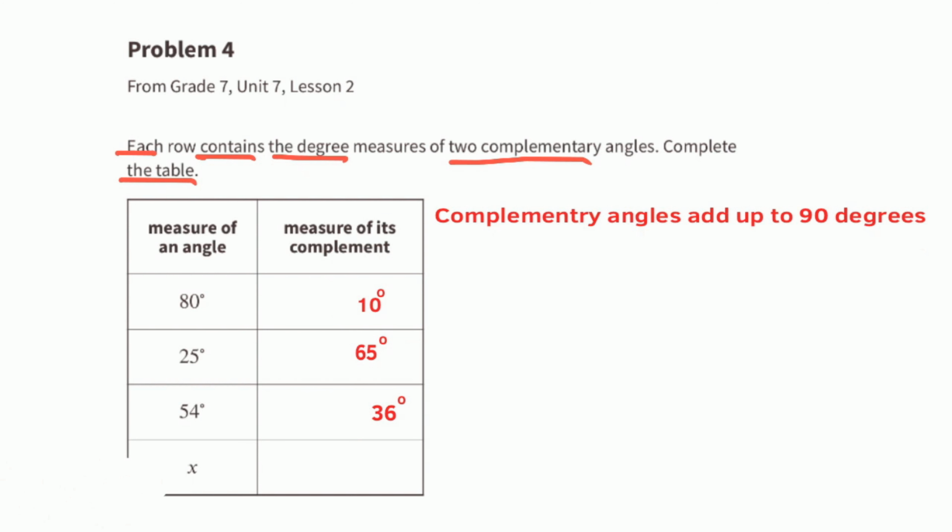They've given us an unknown measure of x. So we'll just do 90 degrees minus x, or 90 minus x. The complementary angle to x is 90 minus x.